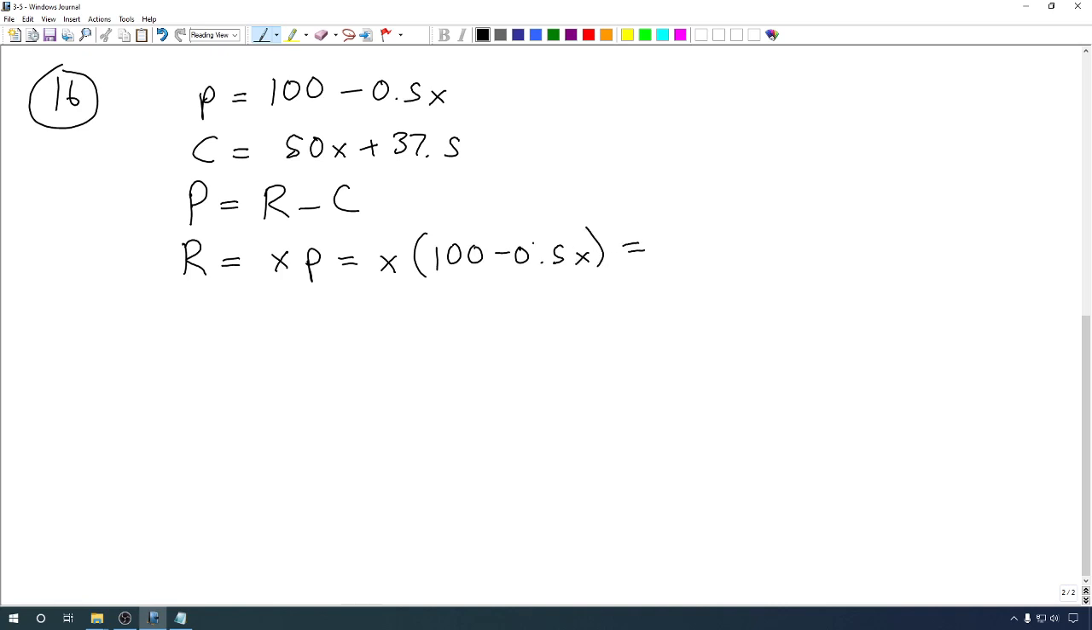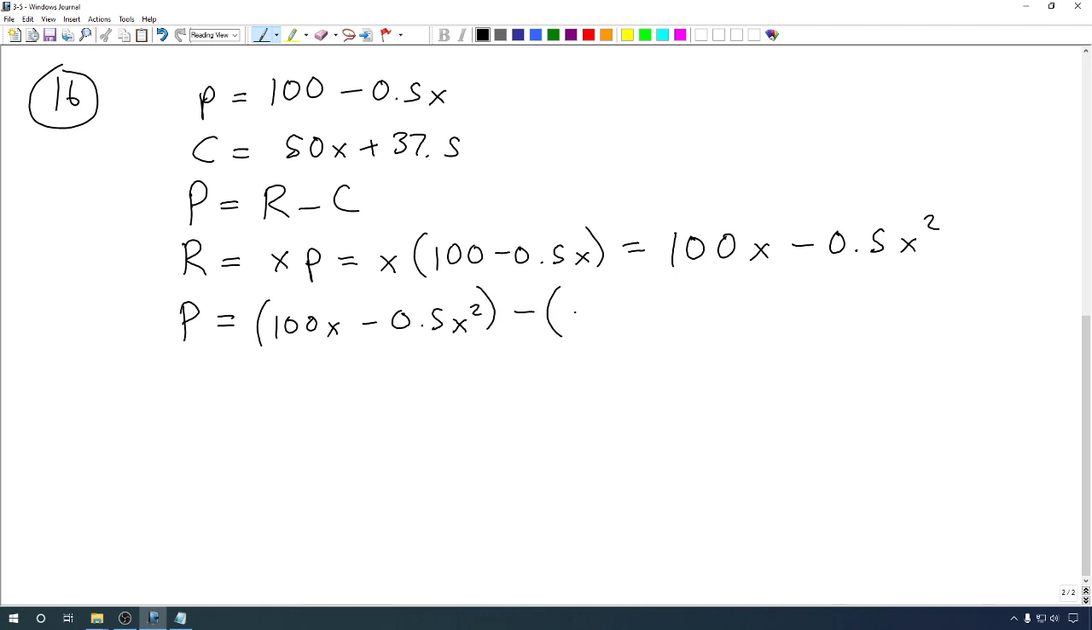So it'll actually help to go ahead and expand this out. I'm going to distribute that x. So we'll have 100x minus 0.5 times x squared. And now I can go ahead and put this formula and the formula for my cost into my formula for profit. So P, capital P, is equal to this formula here. It's 100x minus 0.5x squared minus the formula for C, which is 50x plus 37.5. Now I'm putting parentheses here to emphasize that this negative, this subtraction between R and C, does need to be distributed.